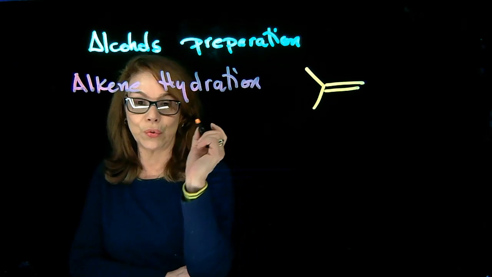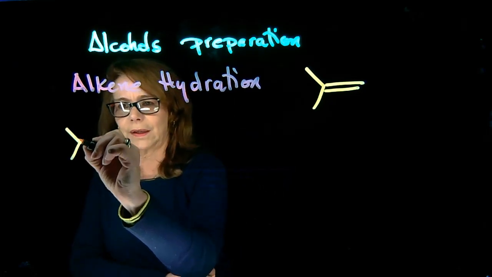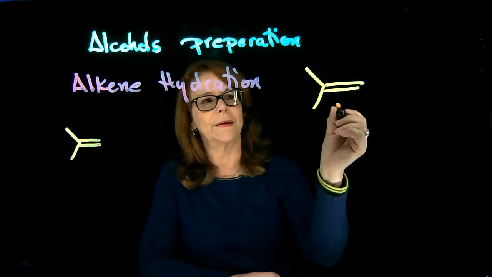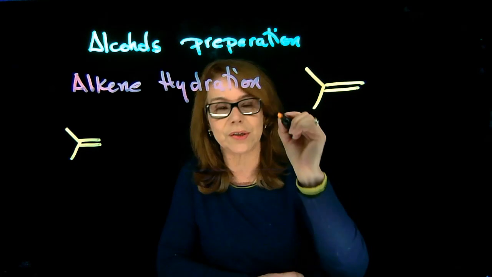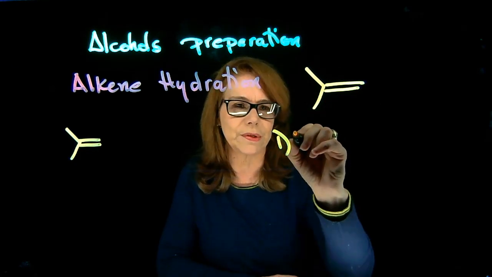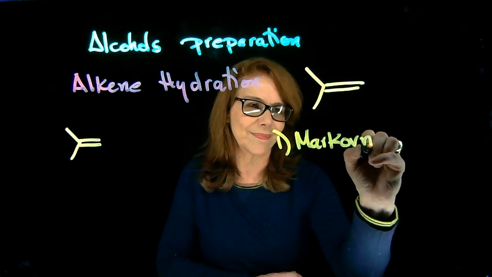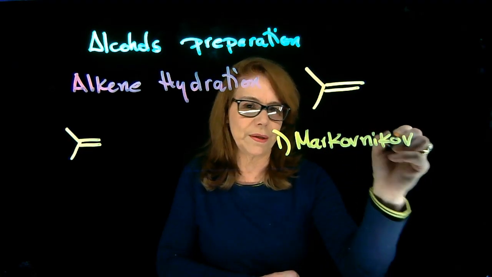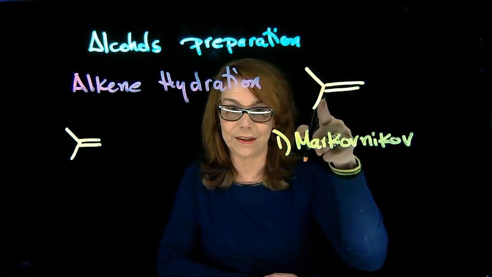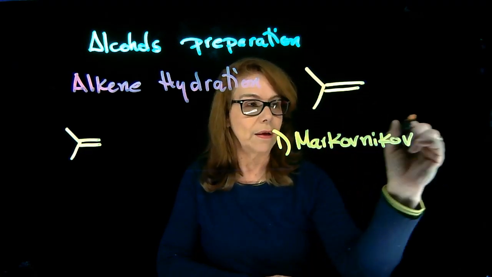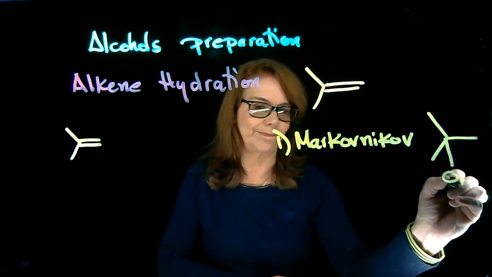First, let's review the Markovnikov hydration. So if we have that alkene, typically we will have reagents for the Markovnikov hydration. Let's list those first. Essentially, you will add the H at the least substituted carbon and the OH at the more substituted. That will lead to the formation of the following alcohol.